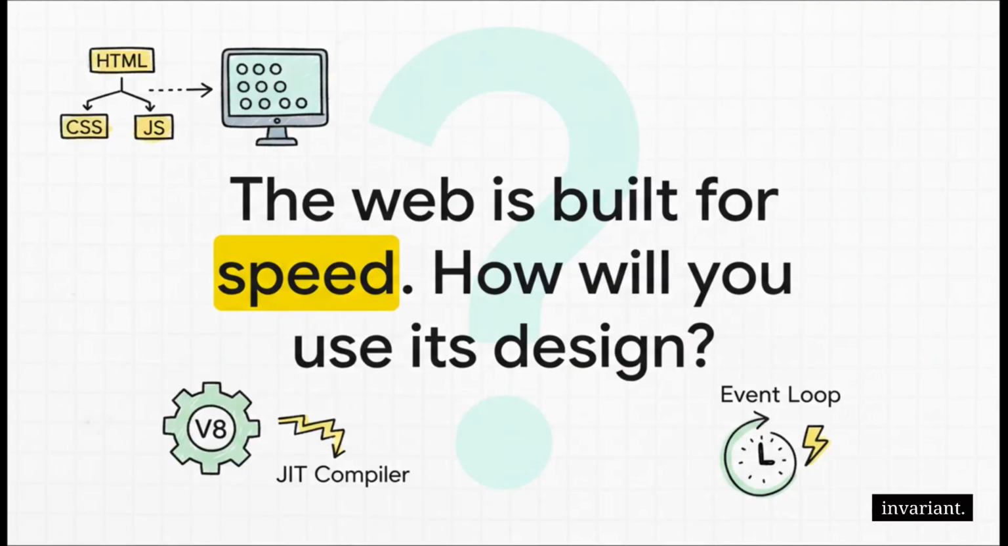When you think about it, from the critical rendering path that's obsessed with getting pixels on screen, to V8's JIT compiler, to the non-blocking event loop, every single piece of this architecture is designed for speed and responsiveness. The entire system is built for you to succeed. So the only question left is, how are you going to leverage that design to build the next great thing on the web?